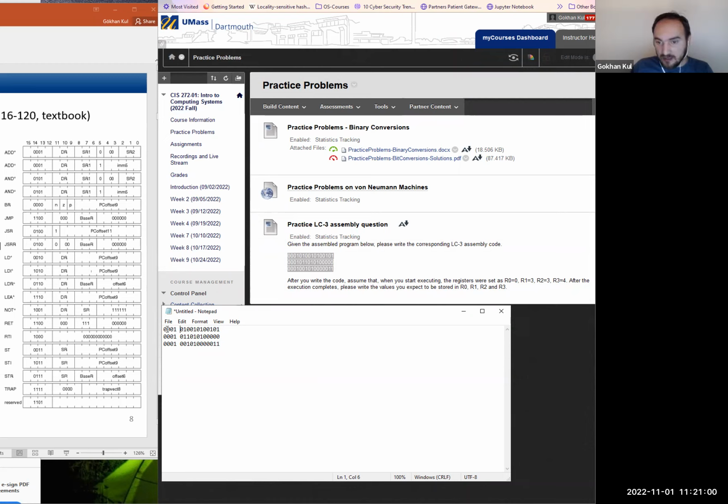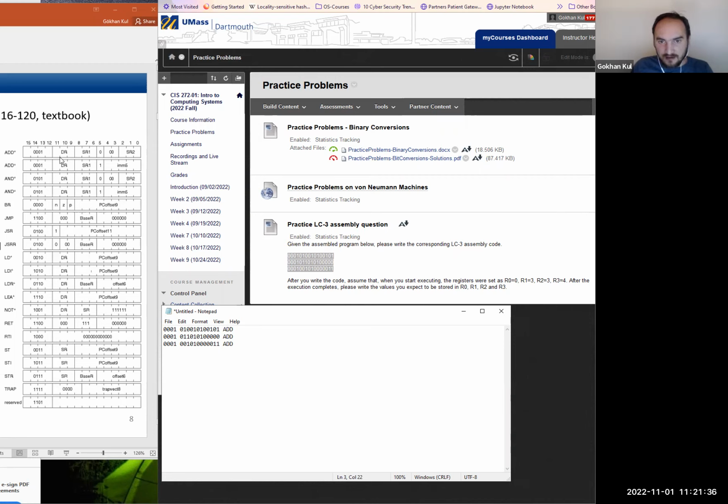When I look at the first four numbers, these are the operation codes. So let me check the instruction set architecture on the menu on the left, to see what these are. 0001 is for the add operation. So I'm now sure that these are add operations. All of them are add operations because they all start with 0001.